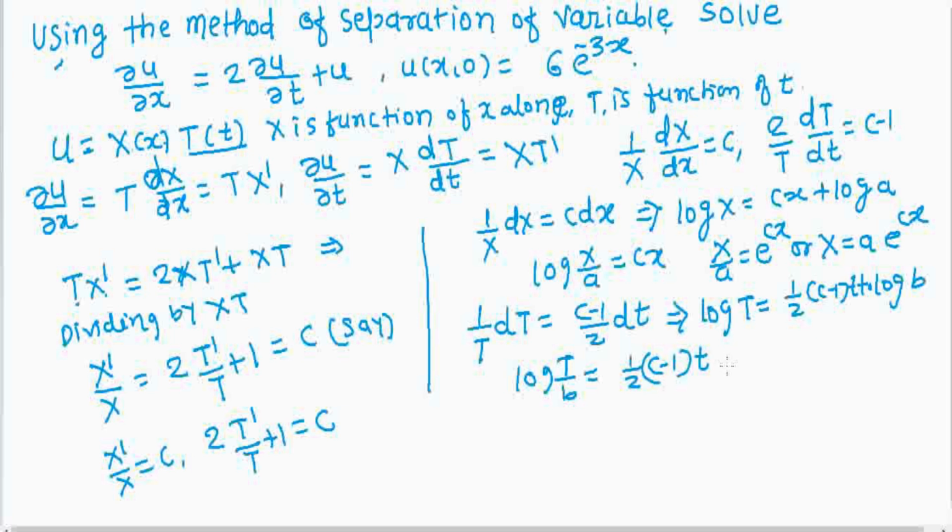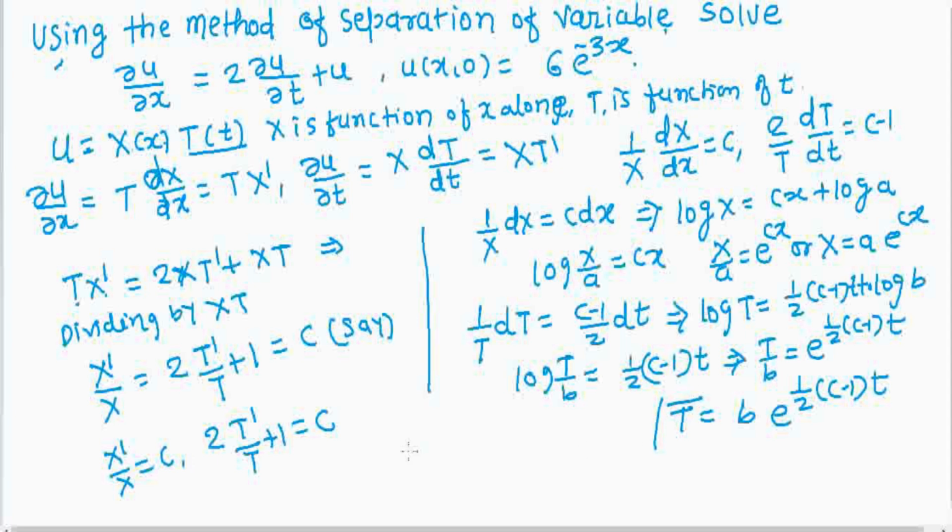We are integrating this, therefore taking the exponential, T divided by B equal to e raised to 1 by 2 (C minus 1) into t, or capital T equal to B into e raised to 1 by 2 into (C minus 1) into t. So this is the value of T we get.